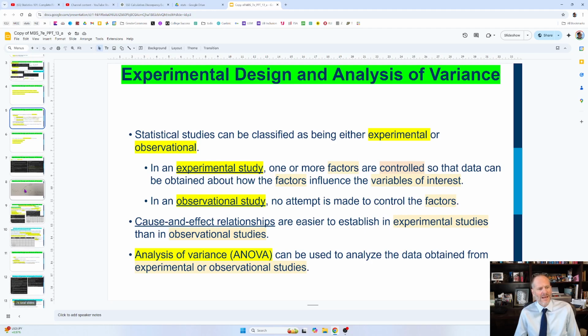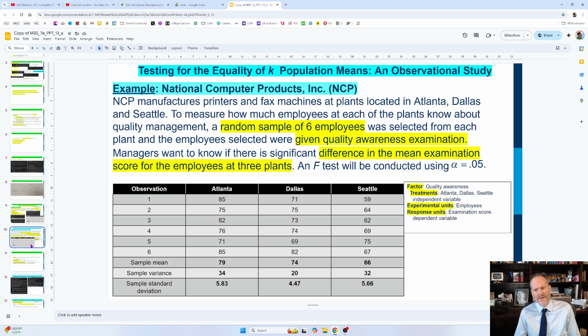So we're not making an attempt to control the factors here. Right? We have a factor, quality awareness. We're not making an attempt. And the treatments are Atlanta, Dallas, and Seattle. And that's the independent variable. And the experimental units are the employees. And the response units are the examination score, the dependent variable, right?